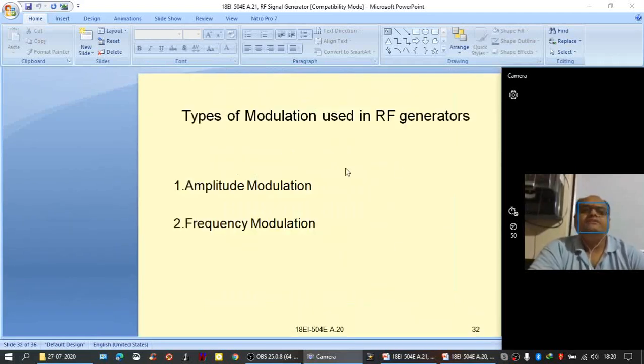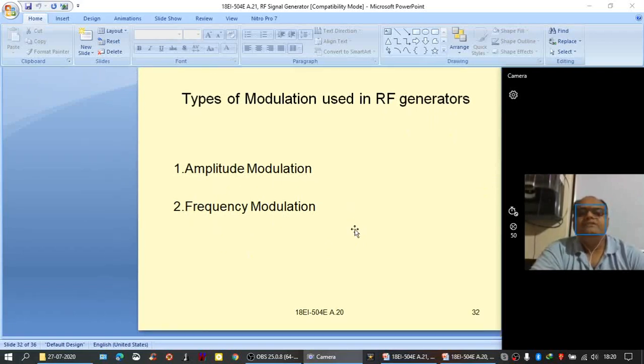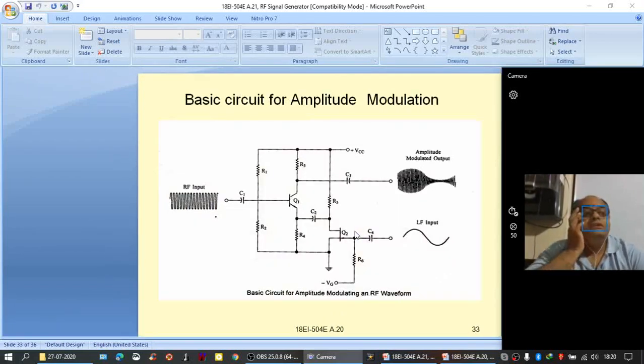Then, modulation. Types of modulation used in RF generators: one is amplitude modulation, the other one is frequency modulation. I think this I have already discussed in detail. Modulation is nothing but changing the magnitude of the carrier signal or changing the frequency of the carrier signal in accordance with the audio signal. In amplitude modulation, what happens?